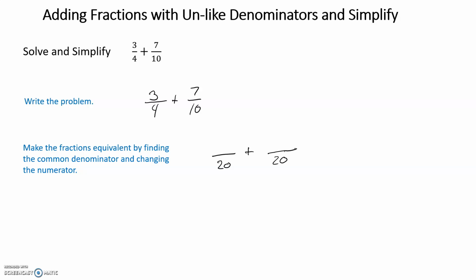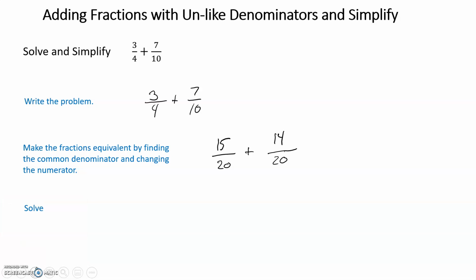All right, so if you change the denominator, you have to change the numerator. 4 times 5 is 20, so I'm going to multiply 5 times 3, and I get 15. Then 10 times 2 is 20, so I'm going to multiply 7 times 2, and I get 14. Then I'm going to add those together, so that's the second step, and the third step is I'm going to solve.